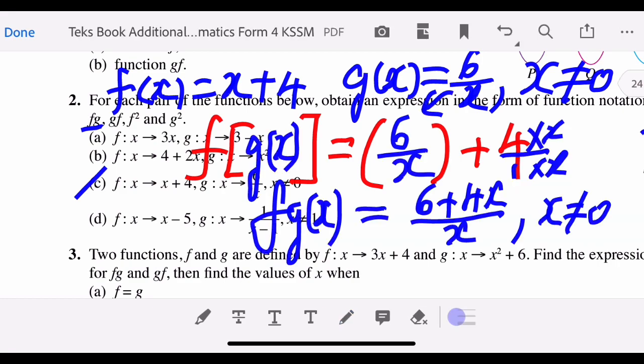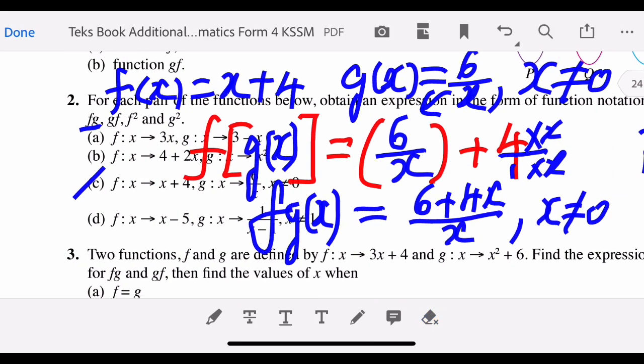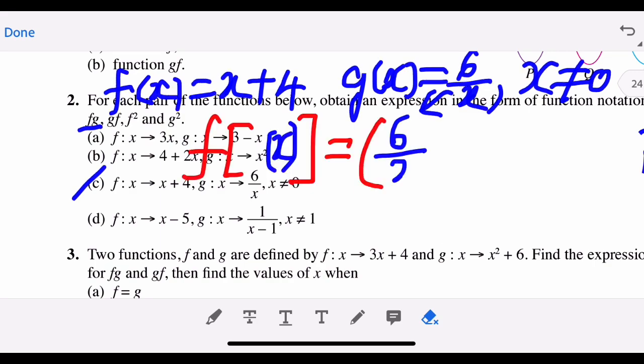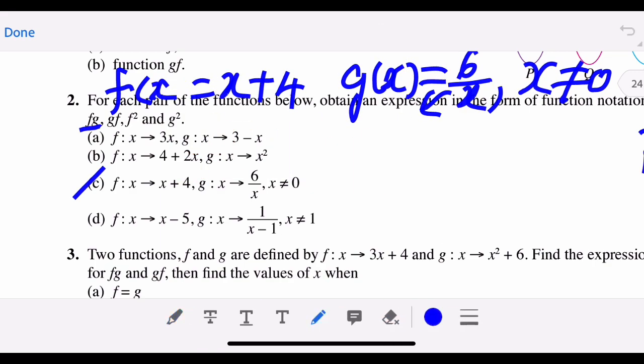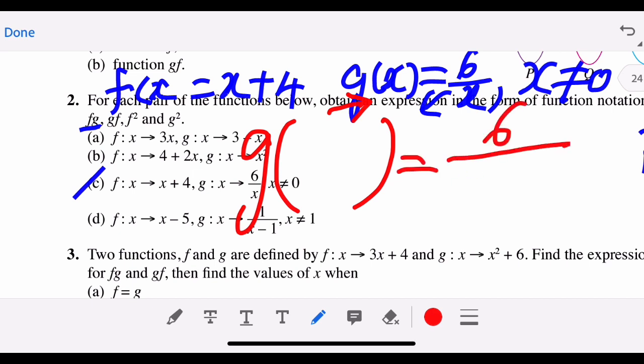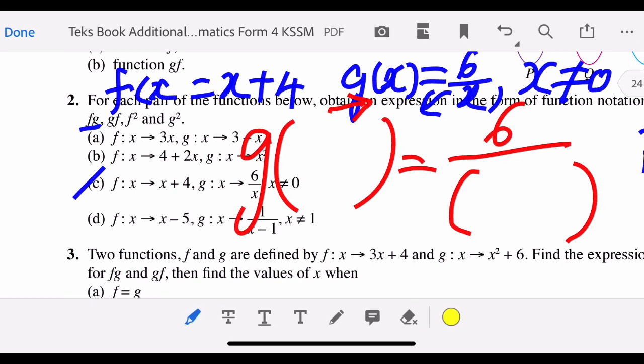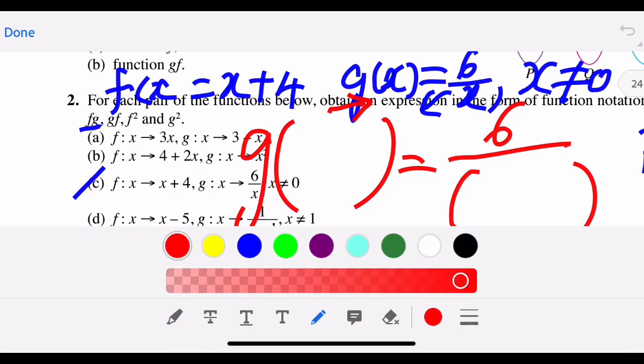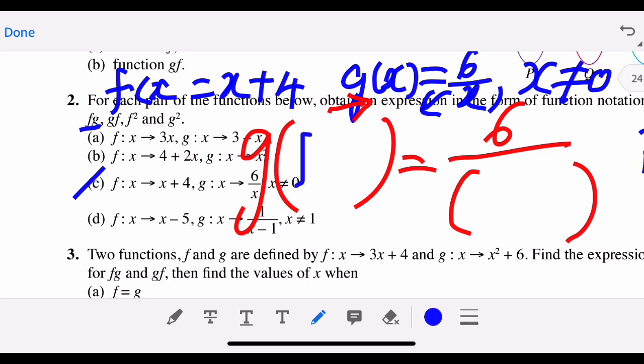So let's do gf. How to do gf? Let's always start with the function as the red color. We copy this function. Okay, we leave it like this, and when we see x, we just leave it first. Now we are going to substitute f as an object of g. So I'm using the blue color to show this is an object. So here I will substitute fx, which is x plus 4.